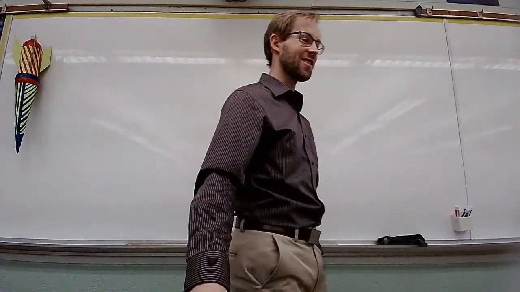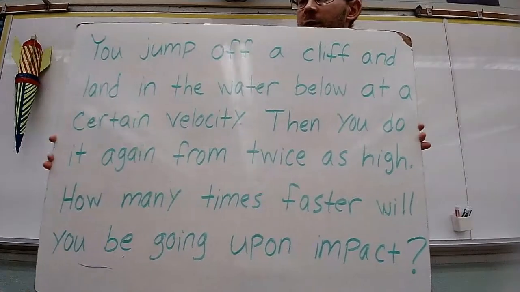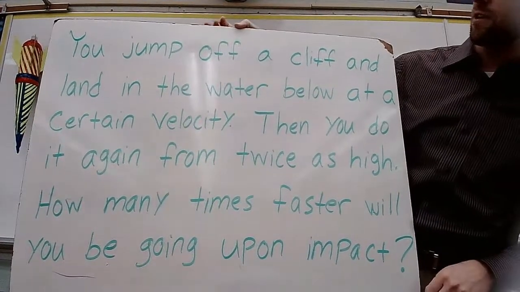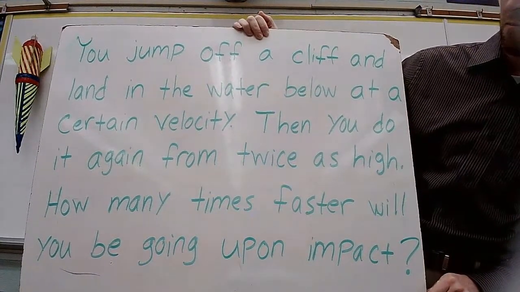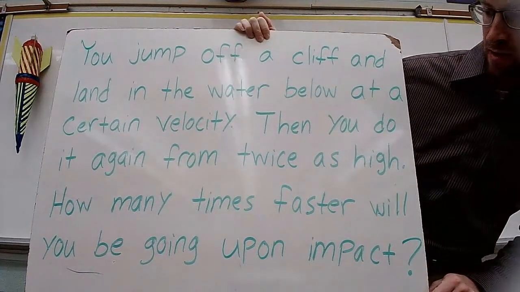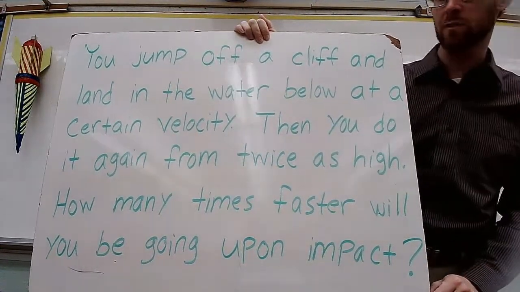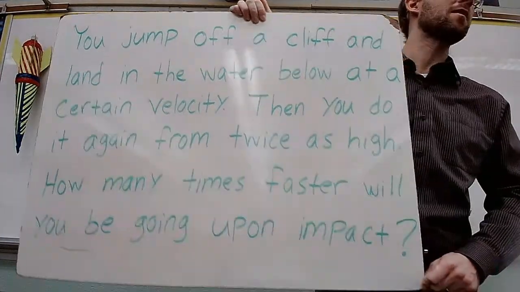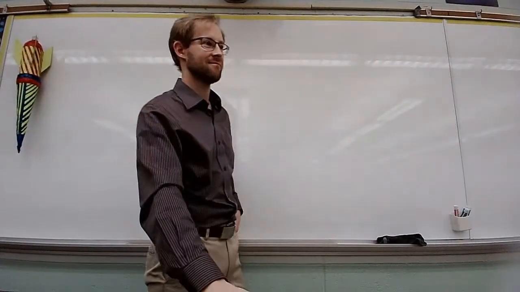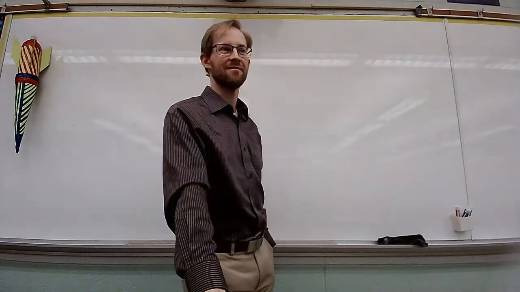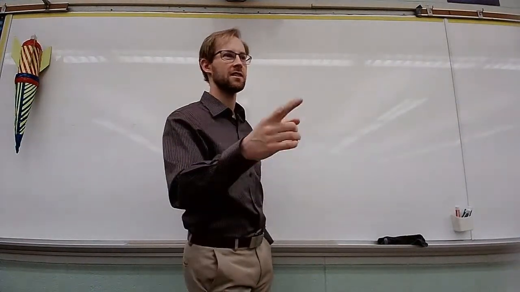Okay, so let's take a look at the question. It is a bit longer, but at least it's in green, which is generally a happy color. You jump off a cliff and land in the water below at a certain velocity. Then you do the same thing, but from twice as high. How many times faster do you think you're going to be going when you hit the water this time? Anybody want to throw out any guesses for this one? That's okay. This is kind of a hard one. Did you have a guess, Caden?